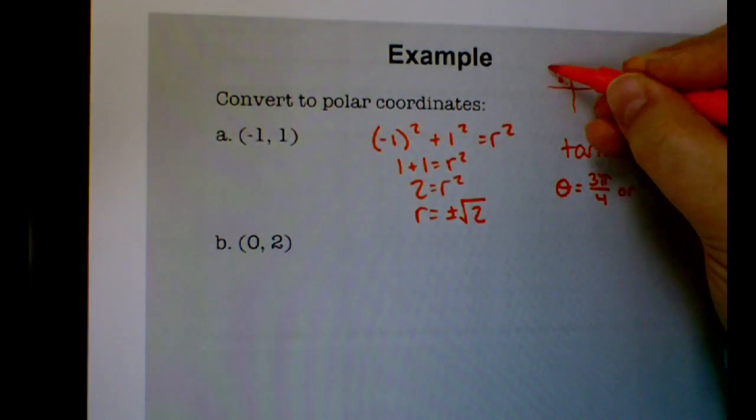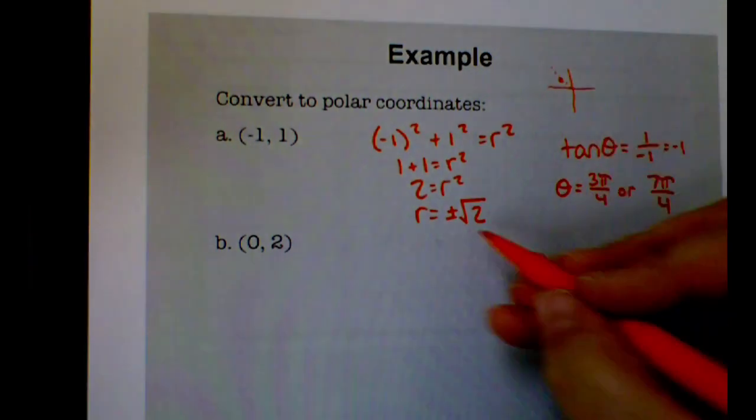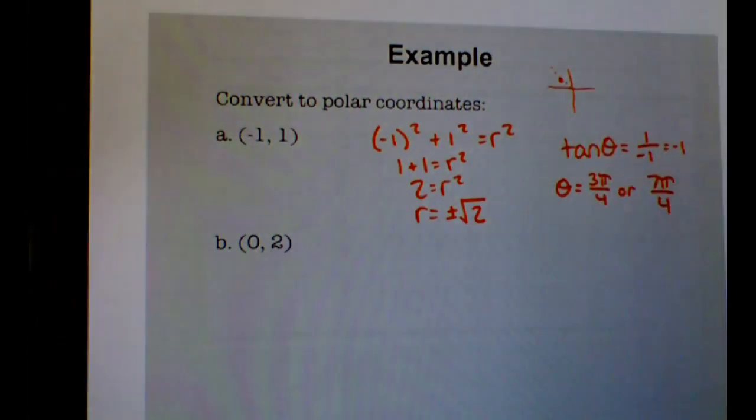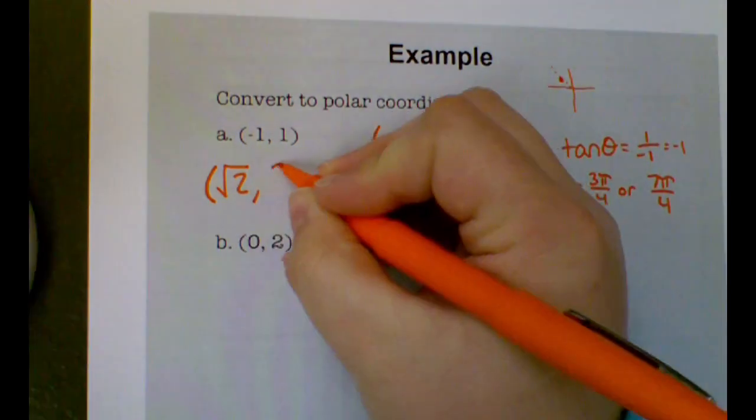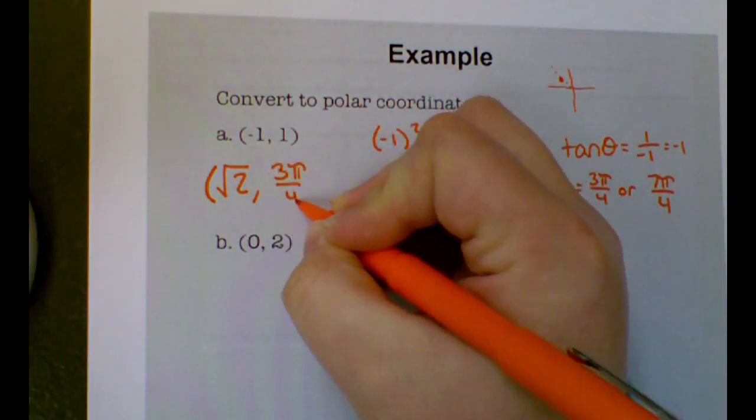And if I take the angle that actually falls in that quadrant, I'm going to use a positive r value. I generally tend to only use the positive r value because it simplifies my life a little. So we have square root of 2, comma, 3 pi over 4.